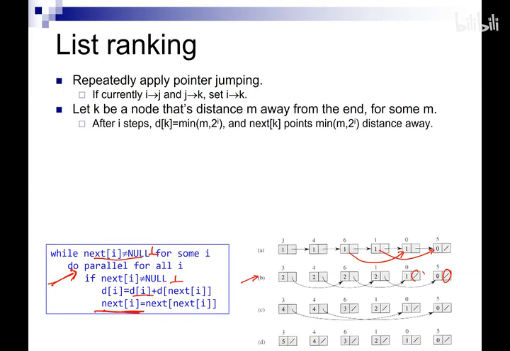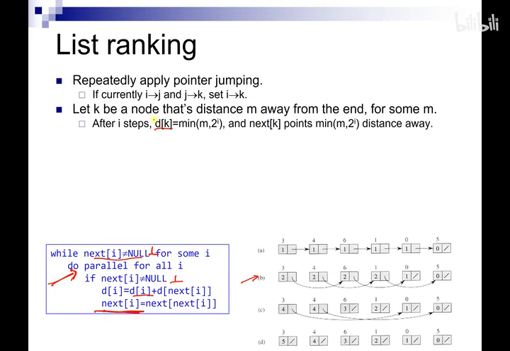And basically, to see that the algorithm works correctly, the property that we have is that if you run this for i steps, then for each node k, its distance value is going to be the minimum of m or 2 to the i. m is not the total number of nodes. m is the distance of node k from the end of the list. So m is actually the value that k is trying to compute.